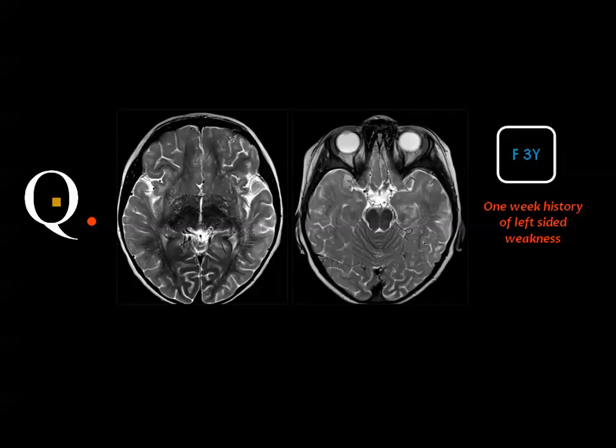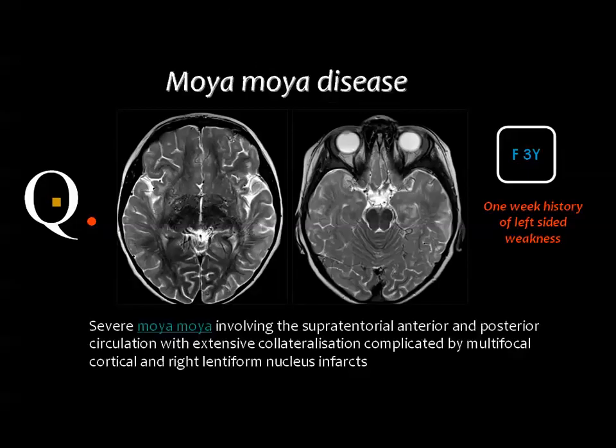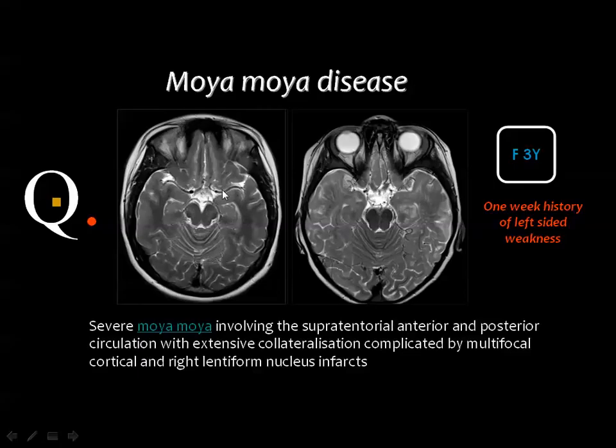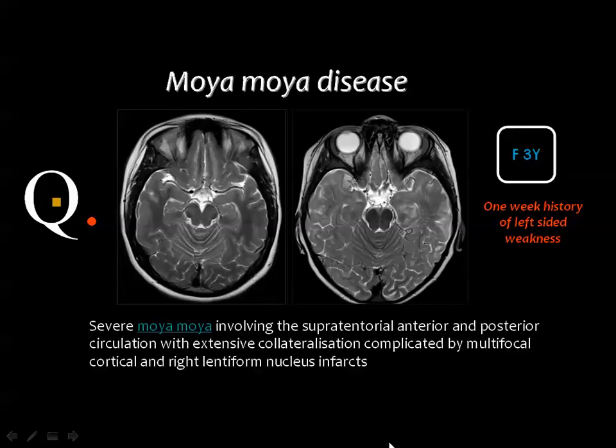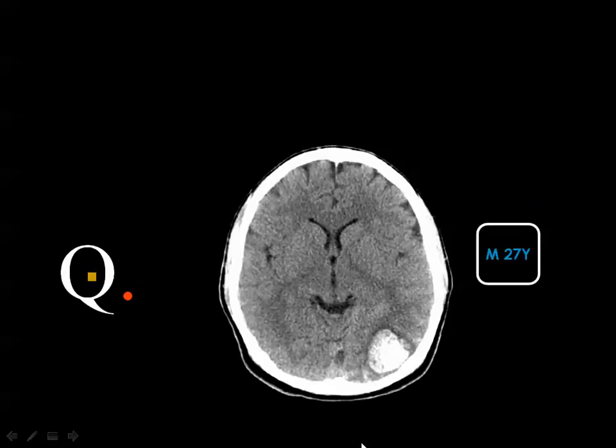Yes, and this is moyamoya disease. Instead of seeing the branches of the circle of Willis, instead of identifying the middle cerebral and anterior cerebral arteries, you cannot see these vessels. Instead, you can see minute vessels in the region of the thalami and also in the suprasellar cistern, diagnostic of moyamoya disease. And moyamoya can be primary of unknown etiology, or secondary in patients with neurofibromatosis type 1, sickle cell anemia, and radiation to the brain.